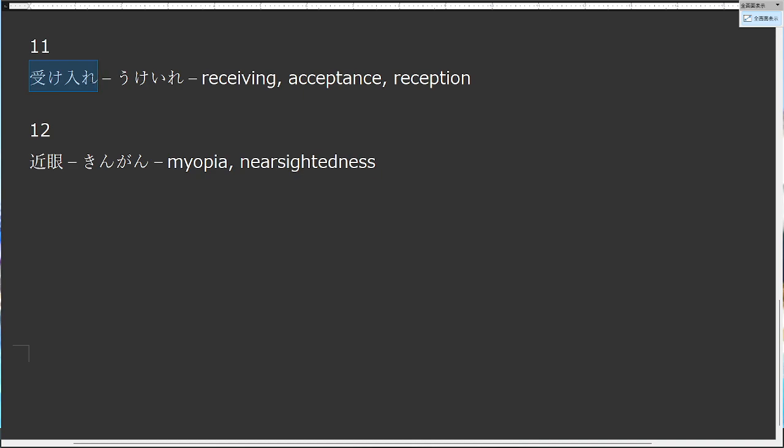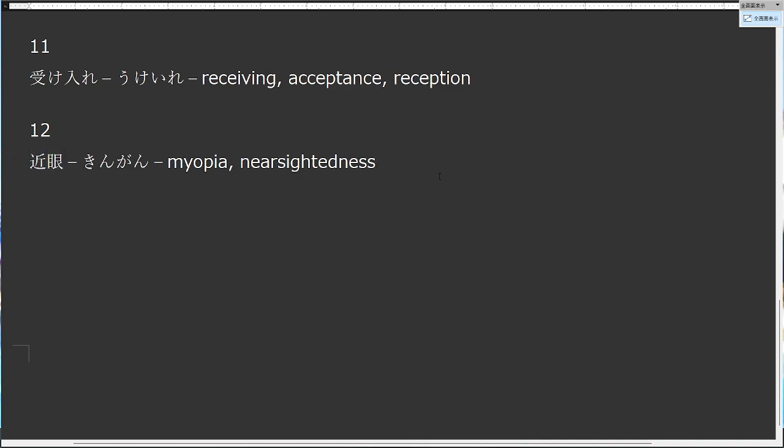Ukeire is acceptance or receiving. And finally, number 12 is kingan. We've already learned one word for nearsightedness and myopia with kinshi. And kingan on the right side, instead of shi for observance or inspection, is gan for an eyeball itself, but can also mean to see. So kingan is literally near eyeballs.